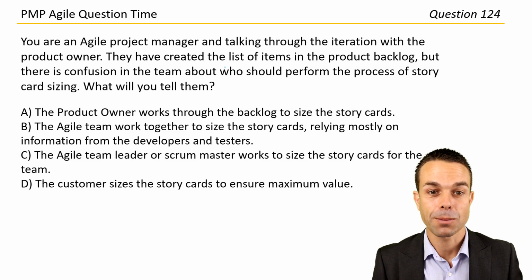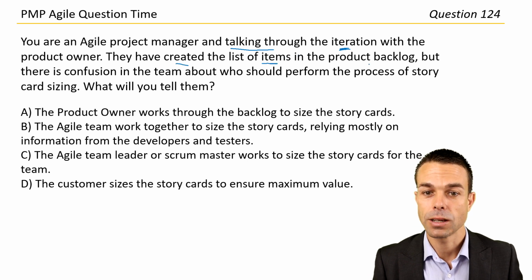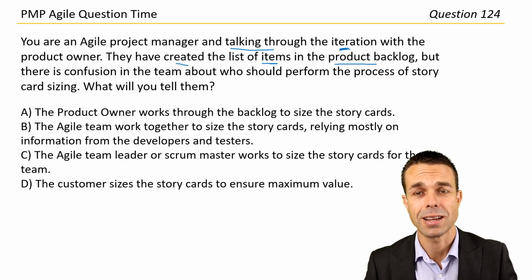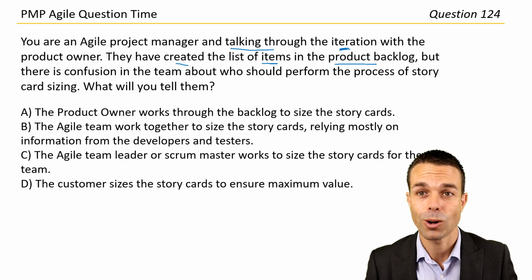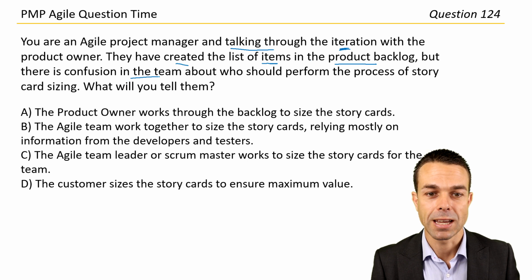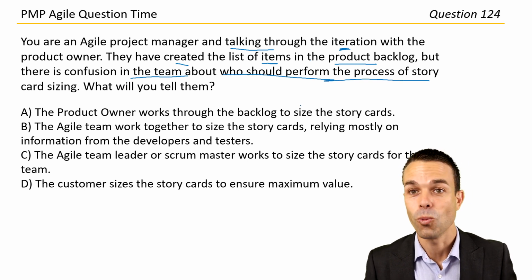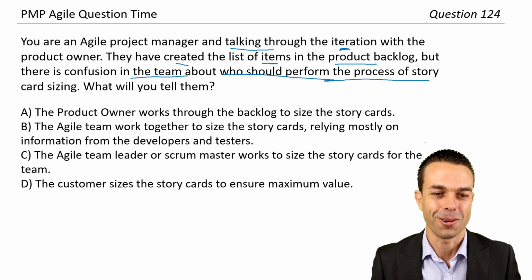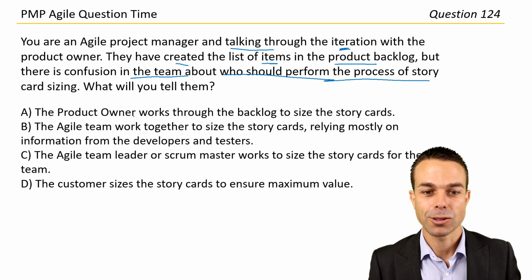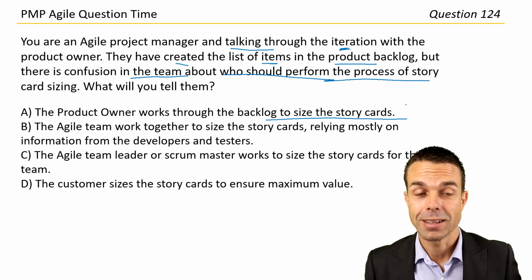You're an Agile project manager and talking through the iteration with the product owner. They have created the list of items in the product backlog, which is great. That's the best practice. That's what we want from our product owner in the team. But there is confusion in the team about who should perform the process of story card sizing. What will we tell them? Oh, all right, let's see what we've got. The product owner works through the backlog to size the story cards. No, it's a team effort.